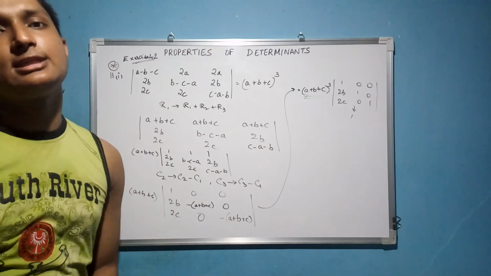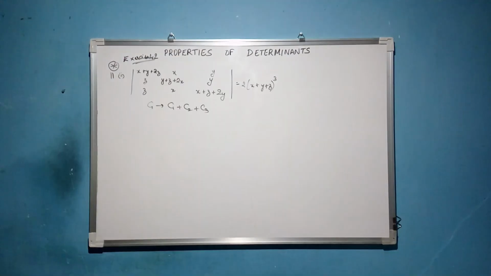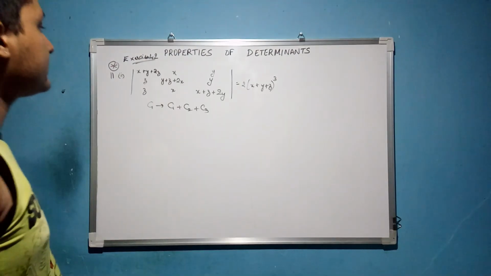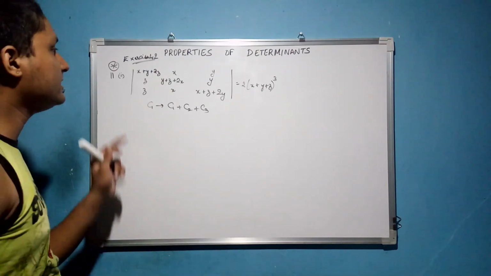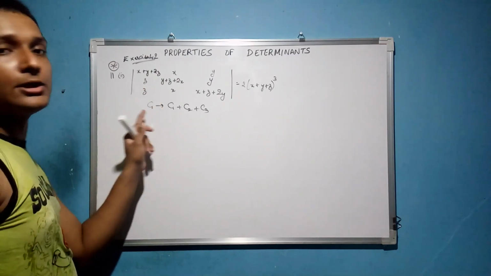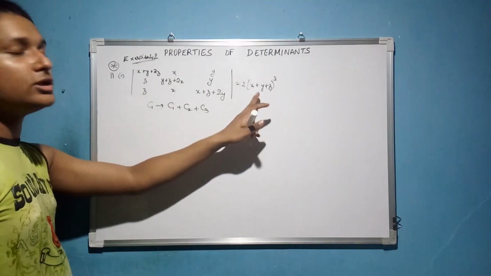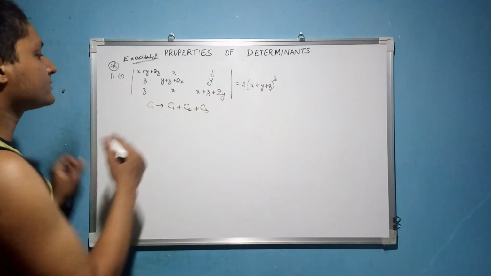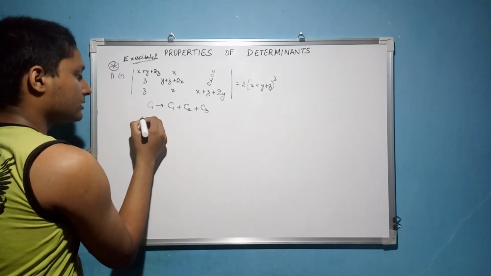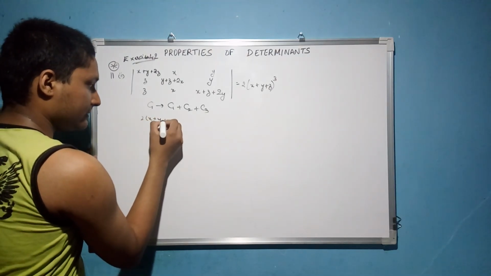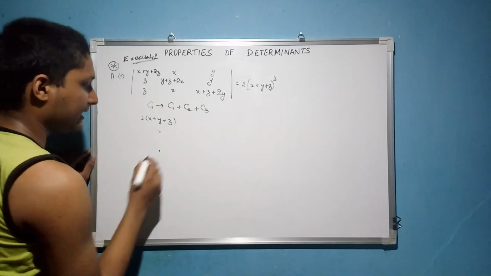So the second part is a similar question also. 11th question, second part. It is very, very similar to the first part only. But here you are going to do it with a column, because here we are going to get 2 times x plus y plus z. So 2 times x plus y plus z, in 3 places you will get.